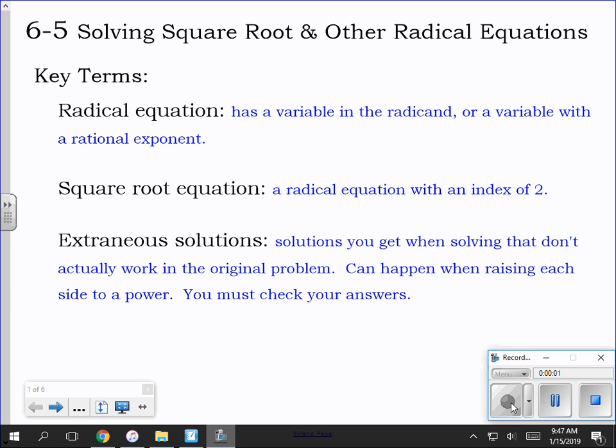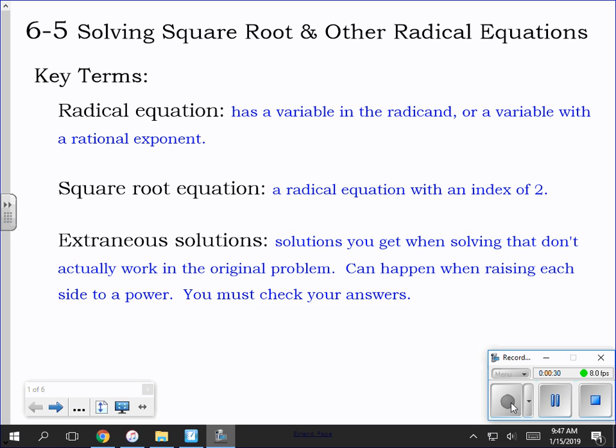Okay, today is solving square root and other radical equations. A radical equation is one where you have a variable in the radicand or with a rational exponent. So you have a square root or a cube root or a fourth root where the variable is inside the roots. If you have a square root of 2 as part of the problem, but you don't have a variable inside the square root, it's not a radical equation. It's only a radical equation if the variable is within the radical.